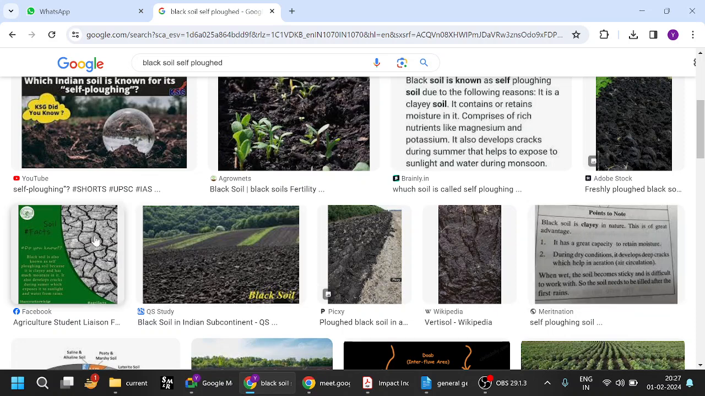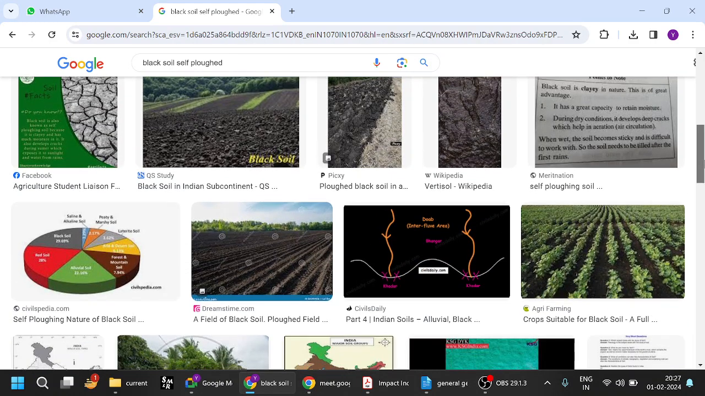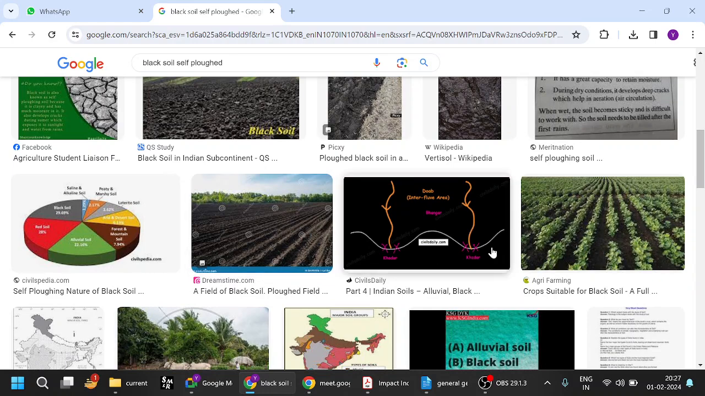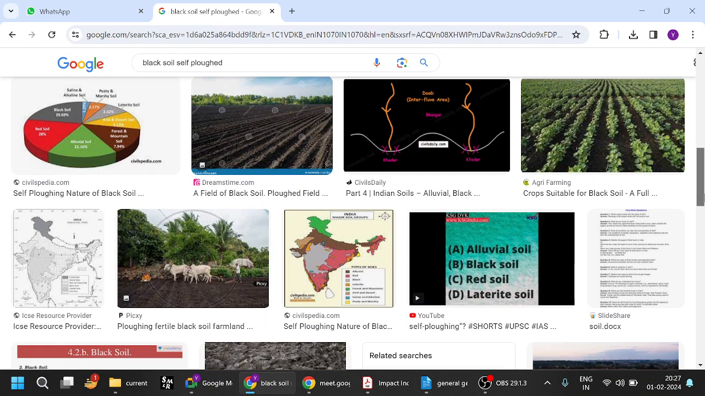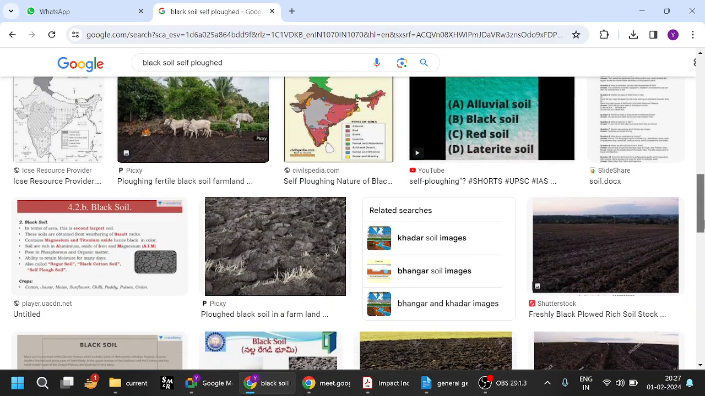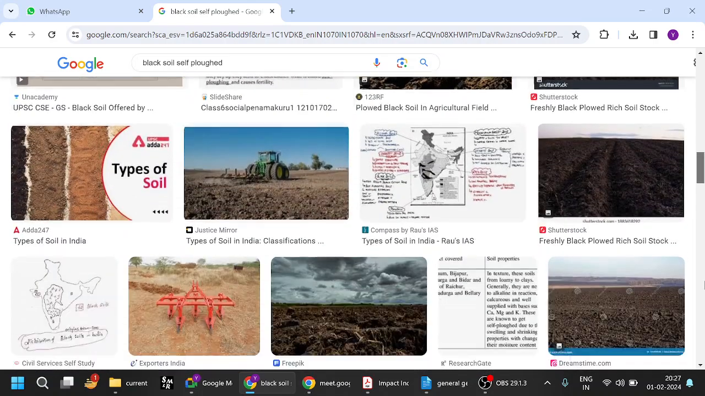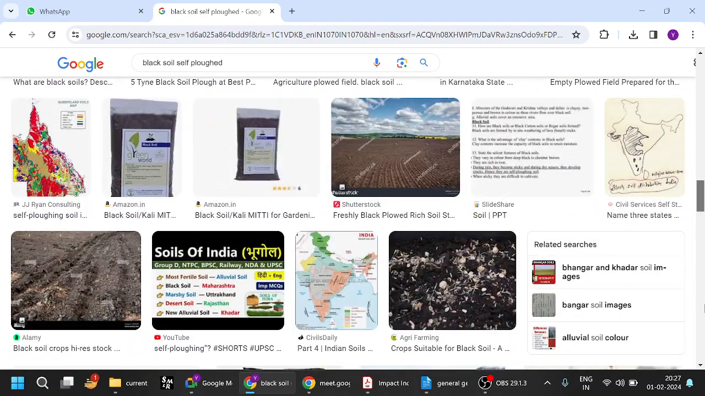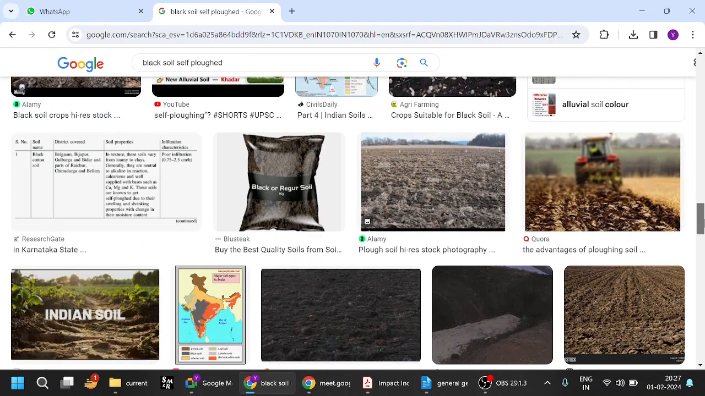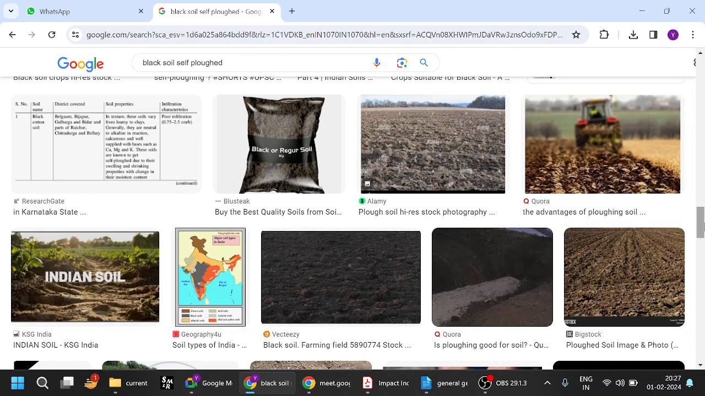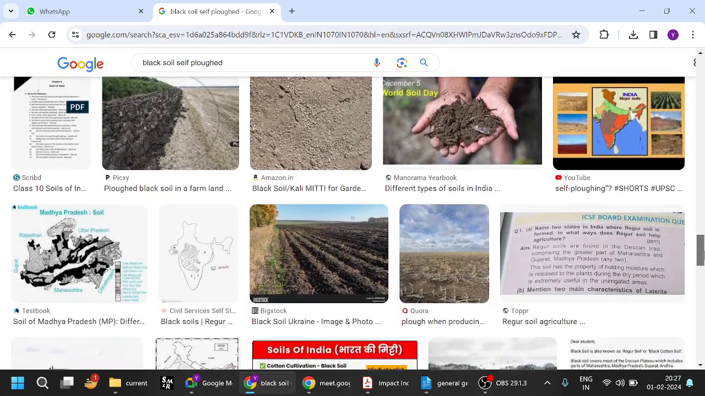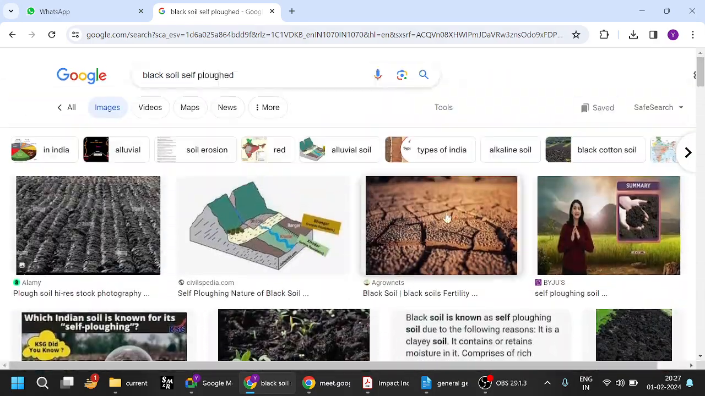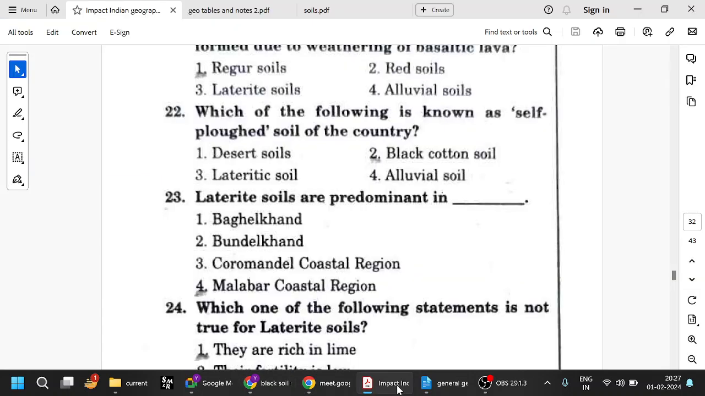So it is clay in nature. And when it becomes dry, it becomes patched like this. But with irrigation, it is very good for cotton and tobacco. So that is the reason it is called self-plowed soil. Because when there is rain, it becomes a little bit moist and it has very high retention capacity. And when there is no rain, it becomes patched like this. So it is called self-plowing soil, black cotton soil. Cotton and tobacco are majorly grown.